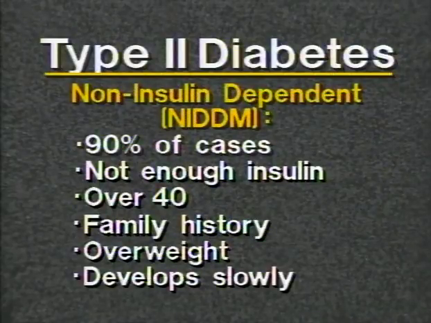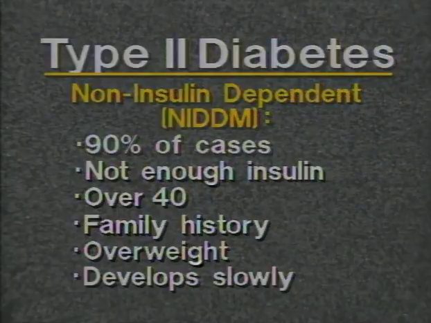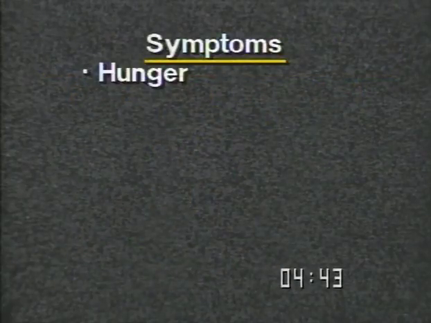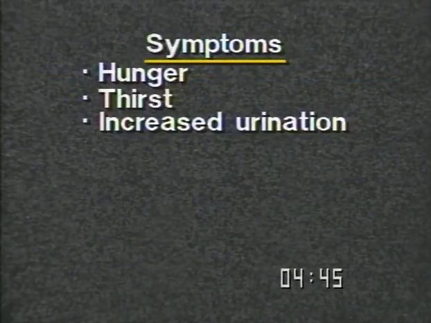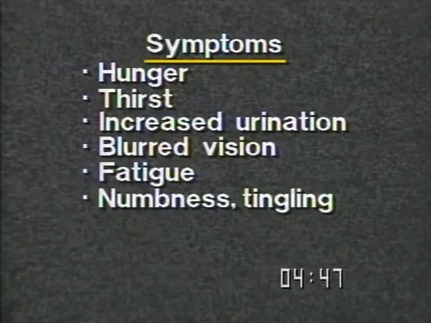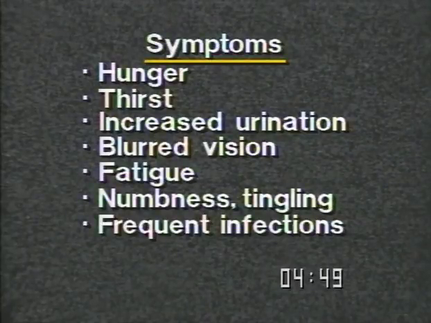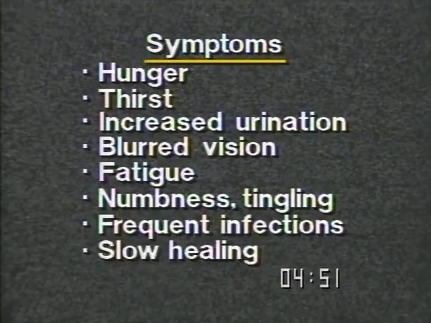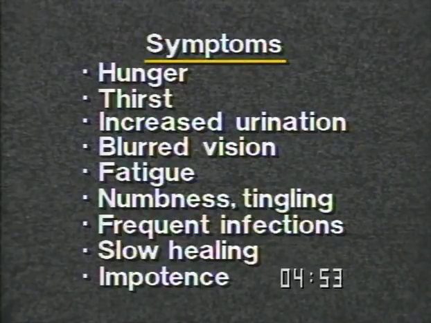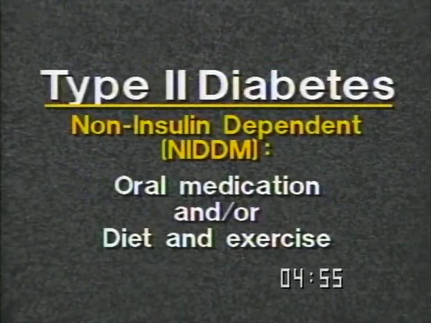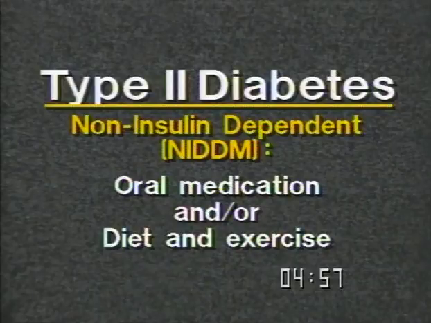They range greatly and may even be absent altogether. Symptoms include increased hunger, thirst, and urination, blurred vision, fatigue, numbness or tingling in hands or feet, frequent infections, slow healing cuts or sores, and impotence. This type of diabetes is treated with oral medication and/or diet and exercise.